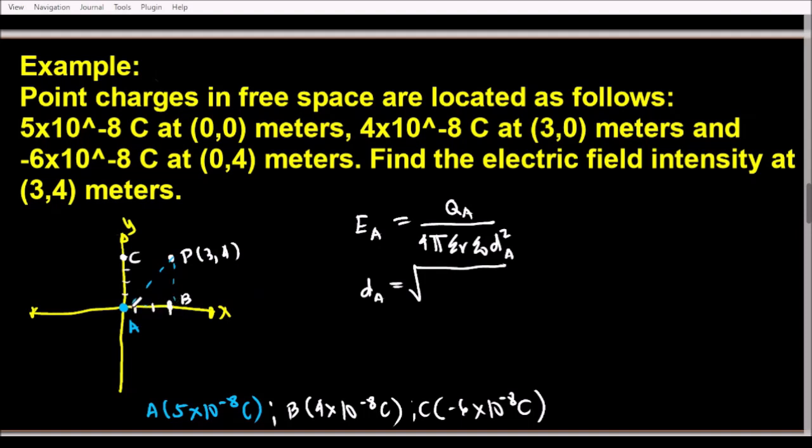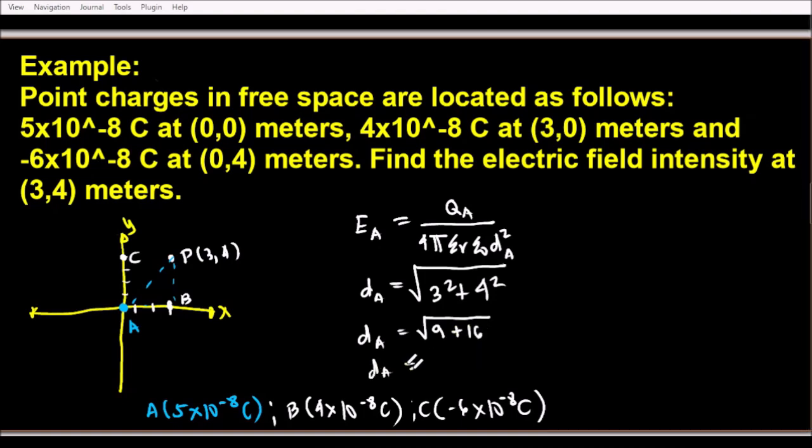the first distance is this horizontal distance. From A to P, this is 3, so you have here 3 squared. Then from your B going up, that is 4, so plus 4 squared. So your dA is equal to the square root of 9 plus 16. So we have the square root of 25. So your dA is equal to 5.